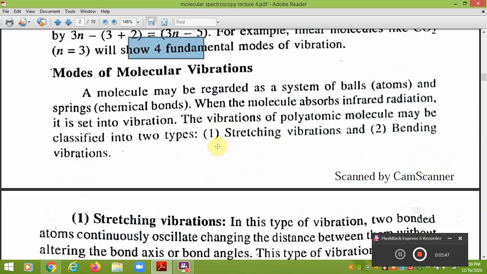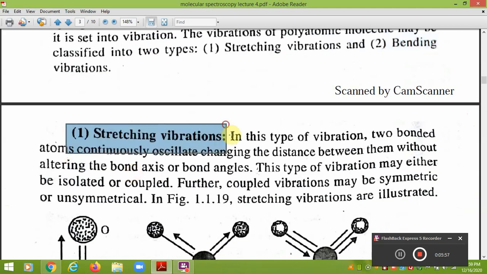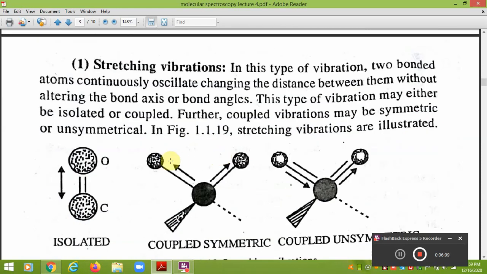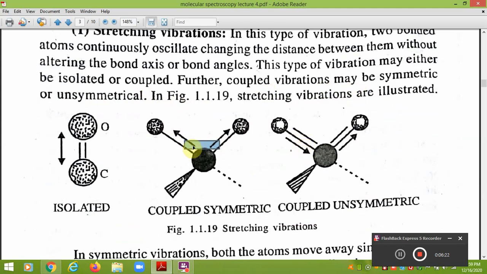Then in this type of molecule, two types of molecular vibrations are possible. The first type is called stretching vibration, and the second one is called bending vibration. Stretching vibration: in this type of vibration, the two bonded atoms continuously oscillate, changing the distance between them without changing the bond angle. So here the bond length may change, but the bond angle remains constant, and this type of vibration may be either isolated or coupled, and the coupled vibration may be symmetric or unsymmetric.